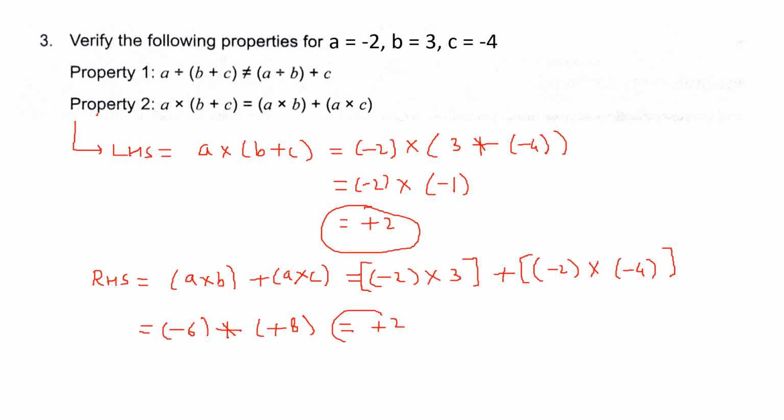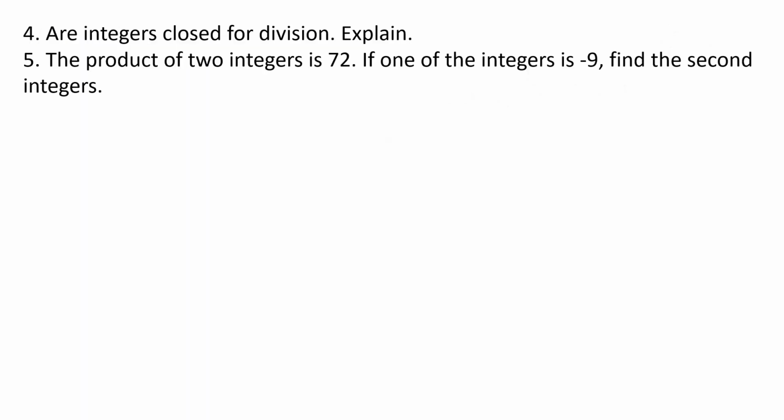Left hand side and right hand side are equal. So I can always write very clearly, hence it is proved that the left hand side is equal to the right hand side. These two expressions are verified. And don't forget the basic name of this property. It says distribution of multiplication over addition. Right? So let's proceed to question 4.